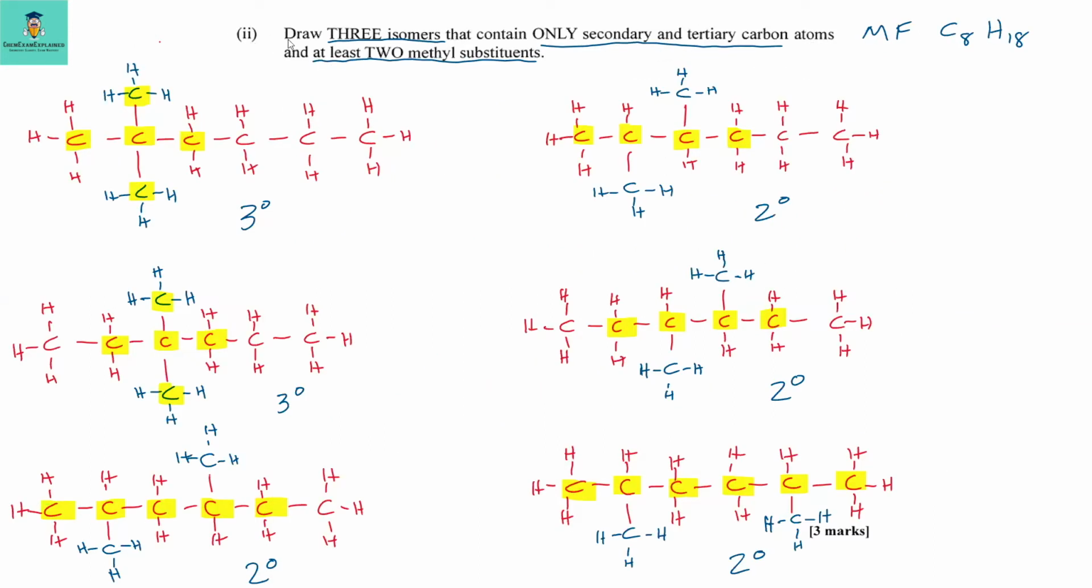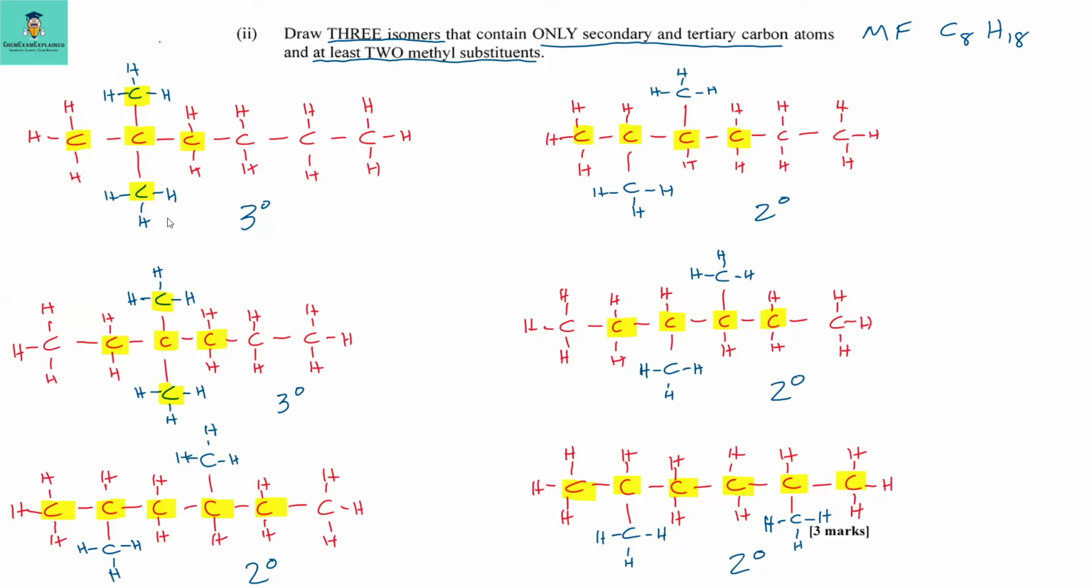B part 2. Draw 3 isomers that contain only secondary and tertiary carbon atoms and at least 2 methyl substituents. So this time, we are looking again at the same molecular formula, C8H18. So if we are to draw secondary and tertiary carbons with at least 2 methyl substituents, we can't start with 7, and we can't use a straight chain with our parent having 8 carbon atoms. So we will move down to 6. So that's 1, 2, 3, 4, 5, 6. And then I have 2 methyl substituents.